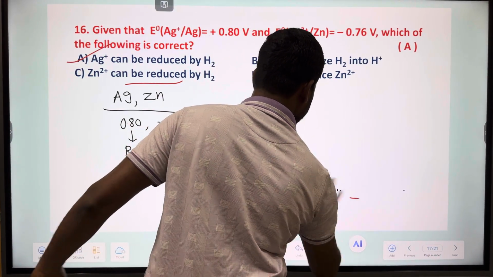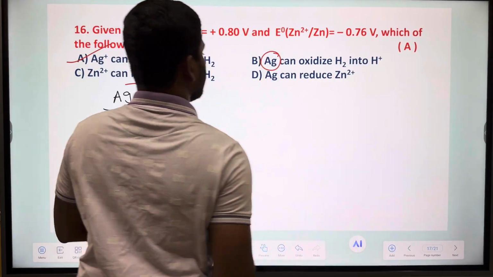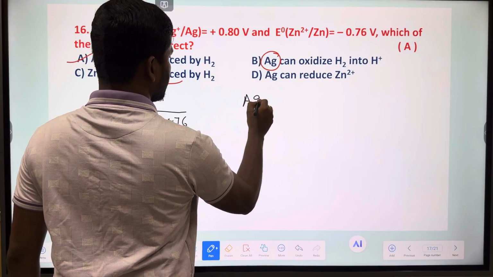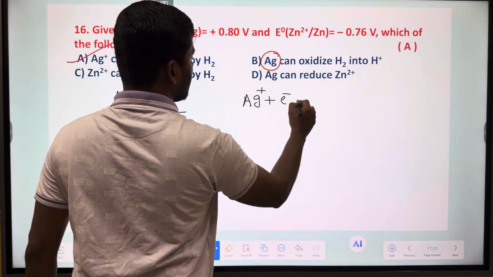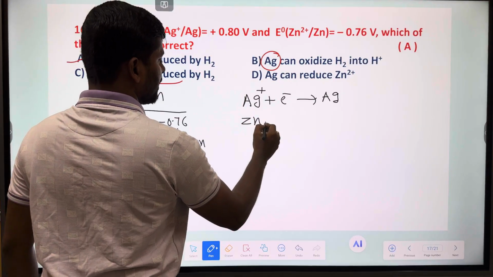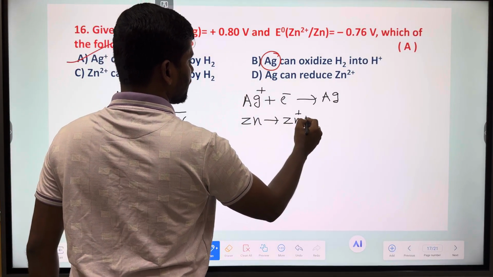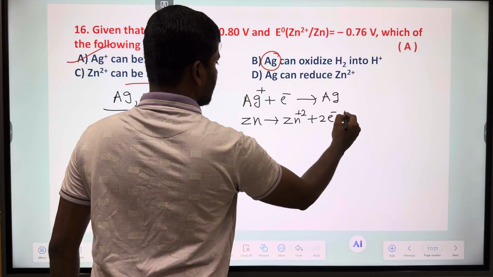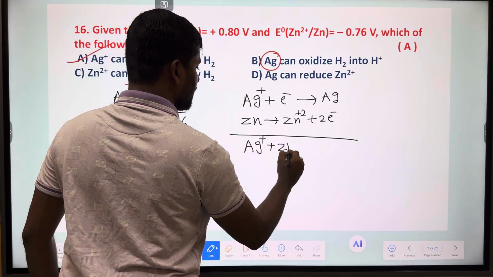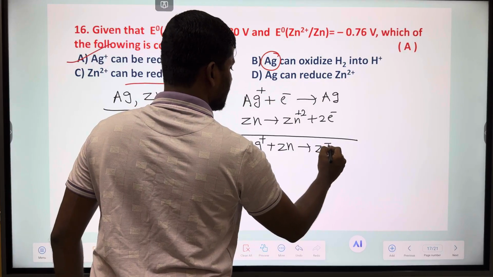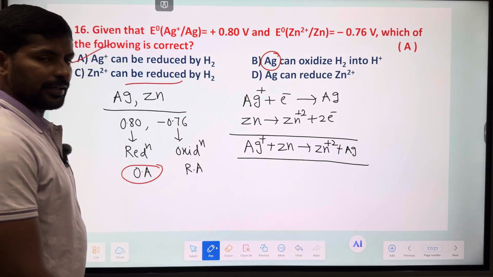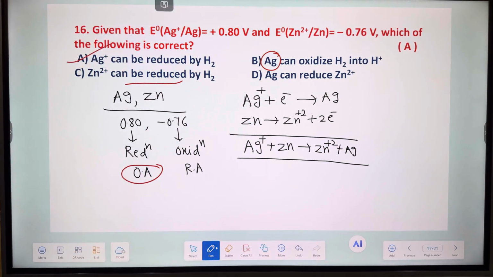Okay. Option D is also not correct. Otherwise, write the reactions and then you will get more clarity. Ag+ plus an electron gives Ag. Zinc oxidation: Zn gives Zn2+ plus 2 electrons. So the net reaction is Ag+ plus Zn. This is the spontaneous reaction. Okay.